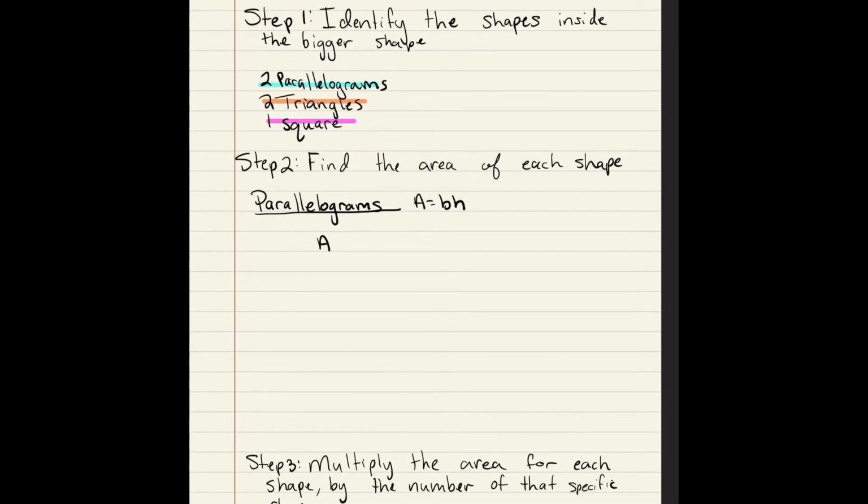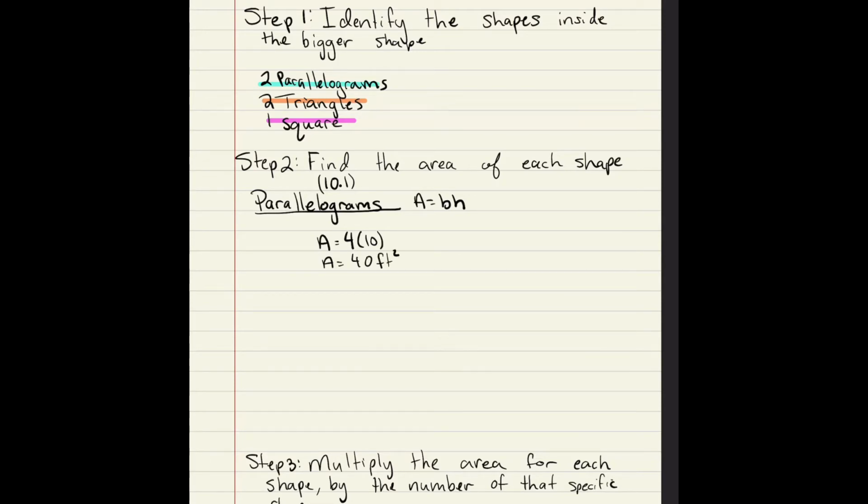So now I just need to solve as I usually would. So remember, if you are finding parallelograms and you don't remember how to, go back to 10.1. And I'm plugging in my 4 for my base, 10 for my height. When I multiply that, I get 40. So my area for the parallelogram is 40 feet squared. And that is for one parallelogram.